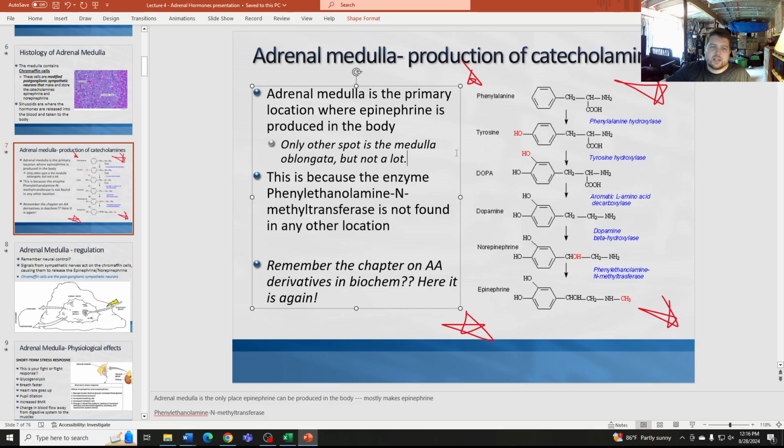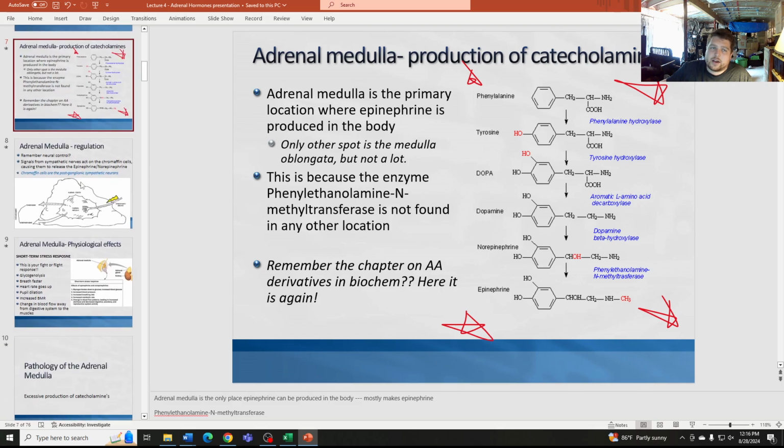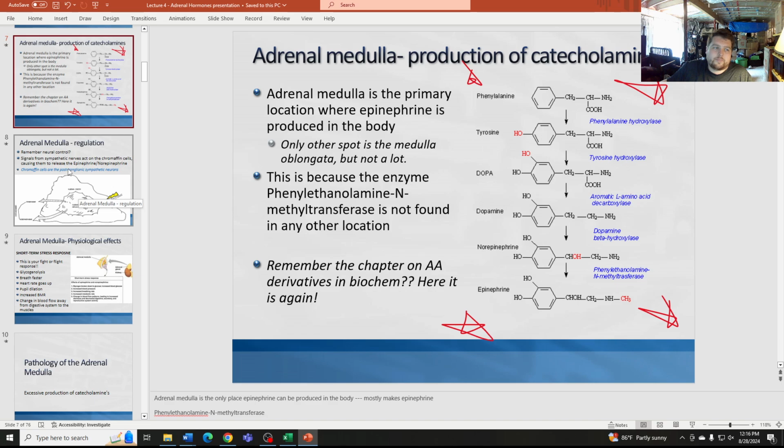in the body. And that is due to the fact that we have this enzyme, phenylethylamine N-methyltransferase, because that is not found in any other location. Right there, we know converting norepinephrine to epinephrine requires that specific enzyme, and it's found only in the adrenal medulla.